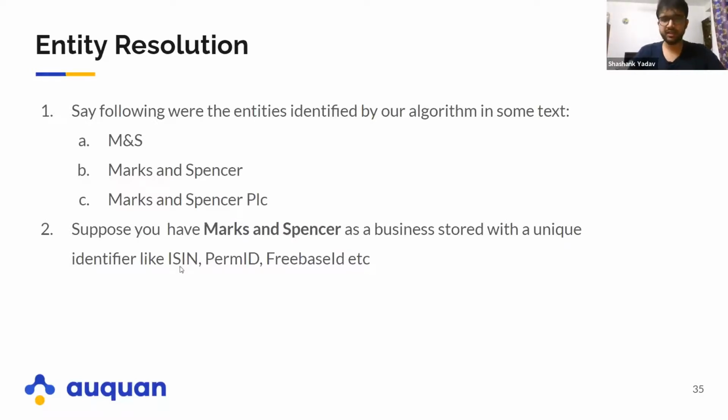business with some ID. For people who are not familiar with finance, these are just names of some unique identifiers for different companies. So suppose you have Marks and Spencer stored as a business with any of these IDs, and you identify these three entities in any piece of text, say news, that you were considering.